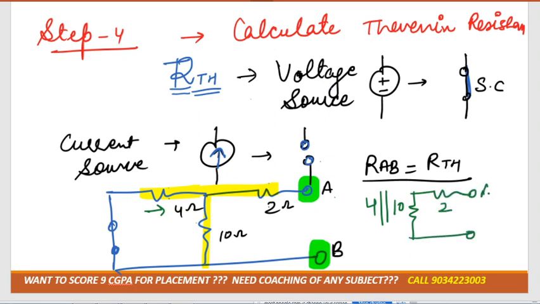Next, as you can see, 4 parallel 10 and 2 are connected in series. So it would be 4 into 10 divided by 4 plus 10, plus 2, that would be equal to RTH. That would be 40 by 14 plus 2, whatever value we get.